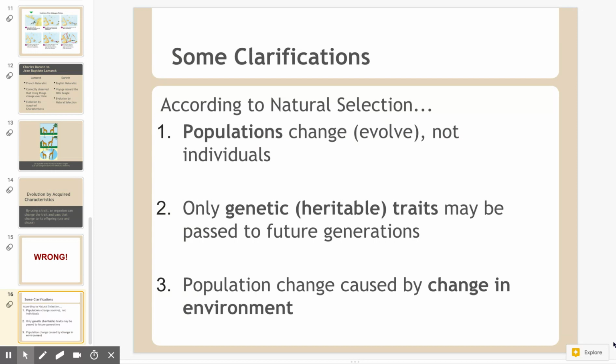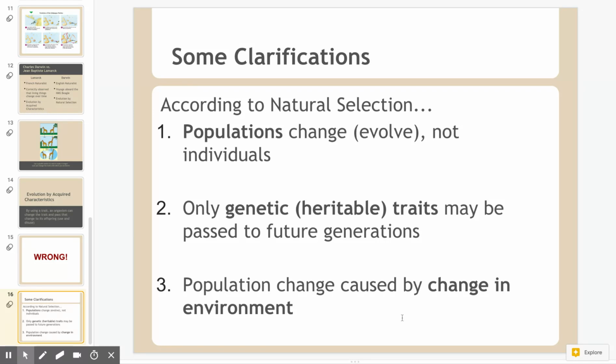So some clarifications to end these notes. According to natural selection, populations change and evolve, not individuals. So a population of giraffes over time and over generations could in fact acquire a longer neck, but that has to do with what we call the survival of the fittest. Those who are most fit to survive will survive to produce offspring. Only genetic or inherited traits may be passed on to future generations, right? So if it's a trait that's acquired that's not genetic, it's not going to get passed on.